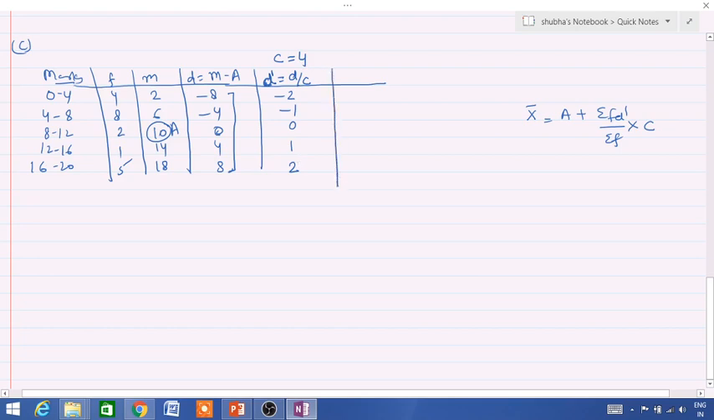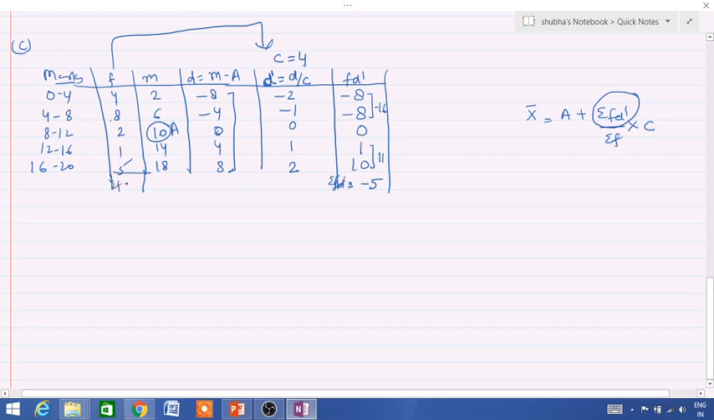And now the last thing we have to calculate is sigma fd dash. That means now we have to multiply this frequency with d dash. So 4 into minus 2, minus 8. 8 into minus 1, minus 8. 2 into 0, 0. 1 into 1, 1. And 5 into 2 is 10. So now to do the addition of sigma fd dash, we'll first add the positive ones separate and negative ones separate. This becomes minus 16 and it becomes 11. So plus 11 minus 16 is minus 5. And the total of sigma f is 20.